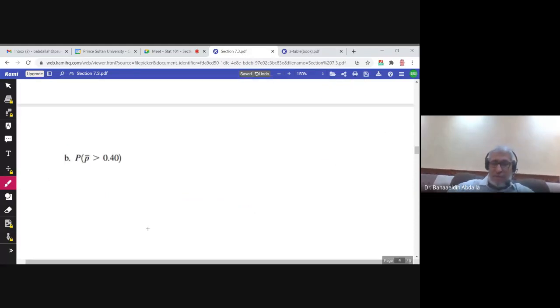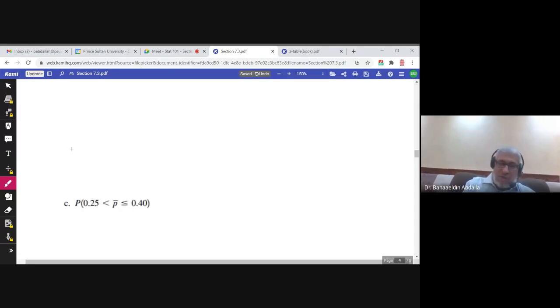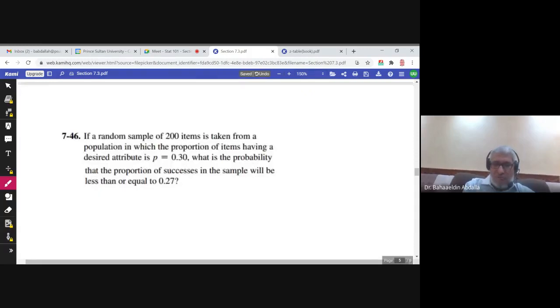You can change this to Z and find this probability also. And also you can find the probability between these two numbers. Please do it. And this one too. This would be an exercise for you.